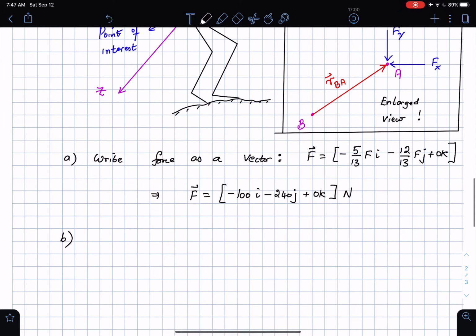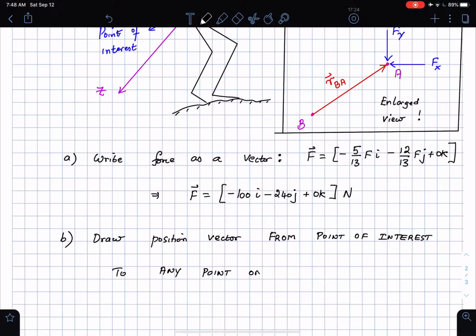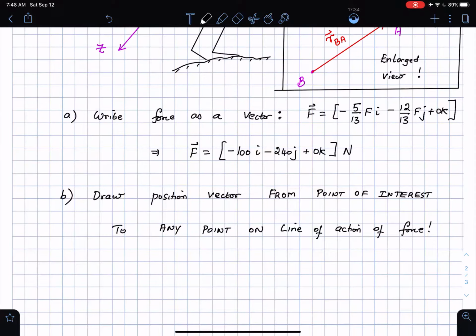Okay, so draw the position vector from the point of interest to any point on the line of action of the force. Okay, in this problem I know only the coordinate of point A.